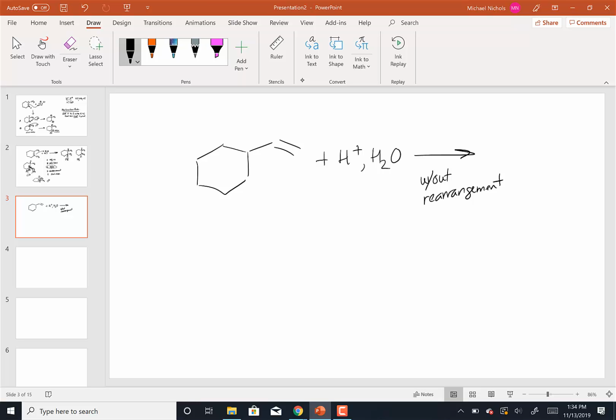Think about Markovnikov. We want the Markovnikov, and we don't want the rearranged one yet. We want addition, we want substitution with the carbocation, not elimination.